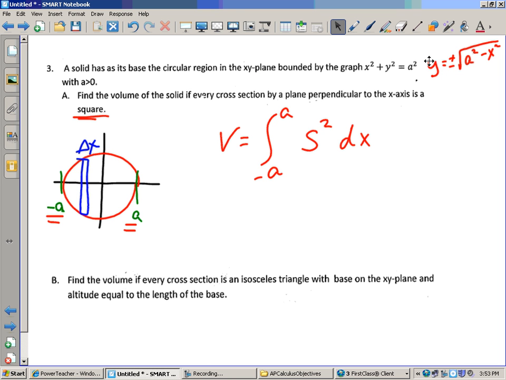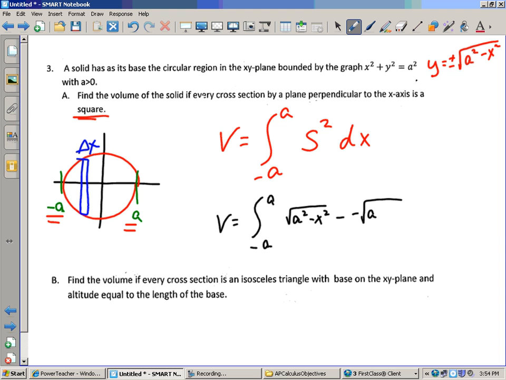Next step, I need to represent that side squared in terms of x. Volume equals, going from negative a to a, the side squared. The side, from the top to the bottom, is going to be the top part, the square root of a squared minus x squared, minus the bottom curve, negative square root of a squared minus x squared. We know that that quantity should be squared. All of that represents the side, delta x.